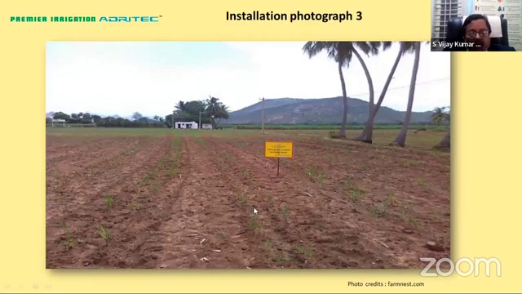And this is the same plot after say 1.5 months. You can see the germination is so uniform, and the whole crop, you can see the growth of the plants, and the drip lines are not visible. See, in subsurface drip irrigation, the drip lines are below, in between these two rows, the drip line is underneath.